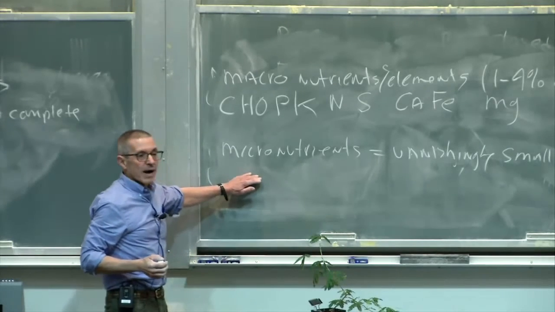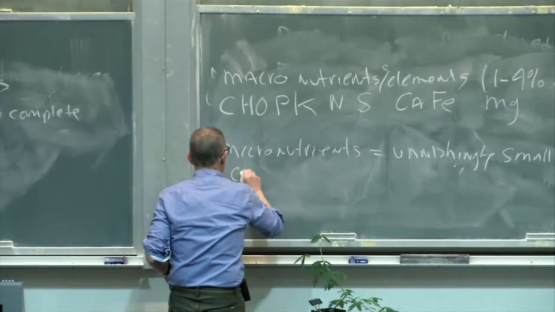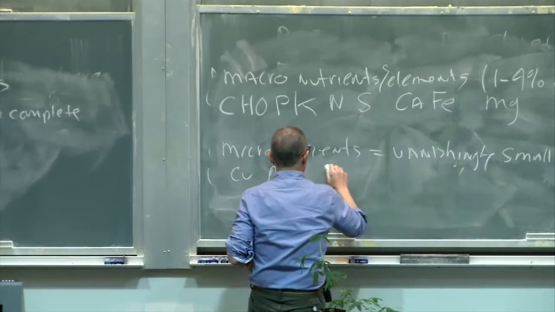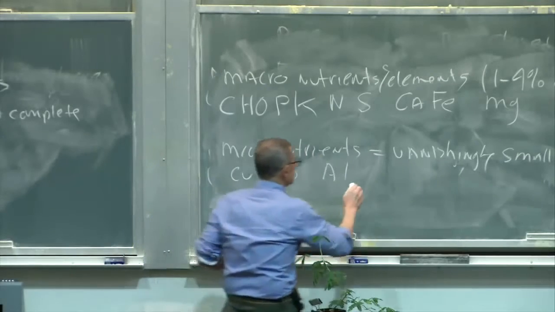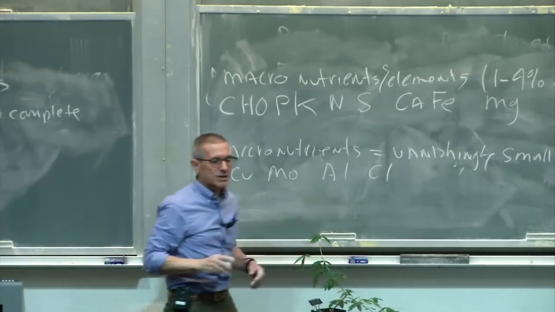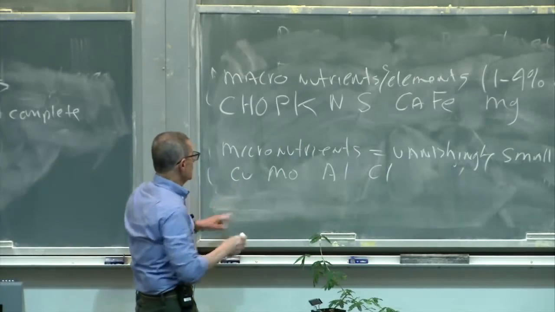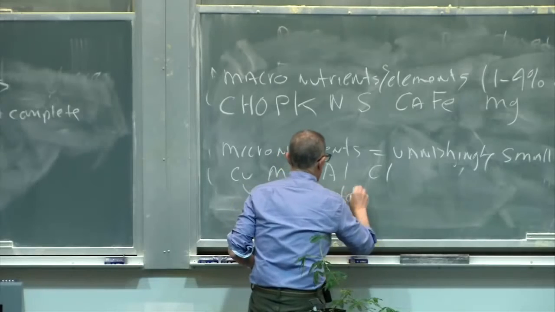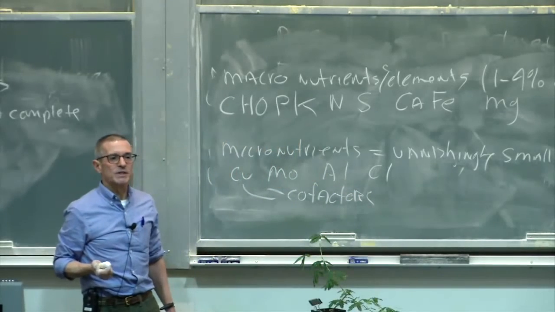Falling into the micronutrient scheme of things would be things like copper, molybdenum, sometimes aluminum. We have chloride. And then there are situations where we have some micronutrients. These are often used as cofactors for enzymatic reactions. In some plants, they also need traces of other micronutrients.